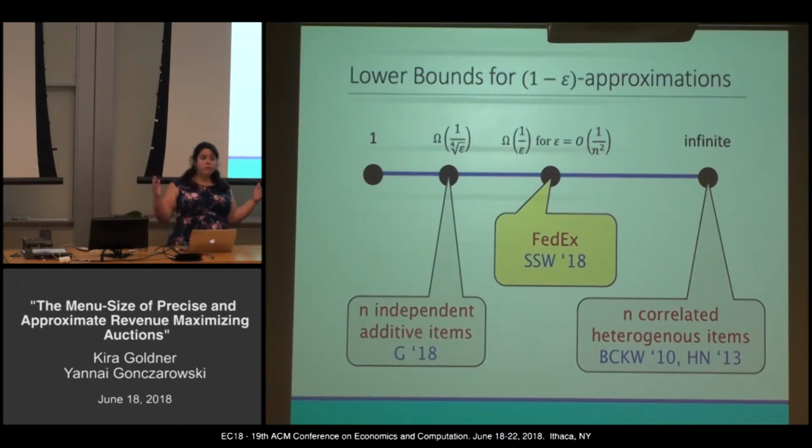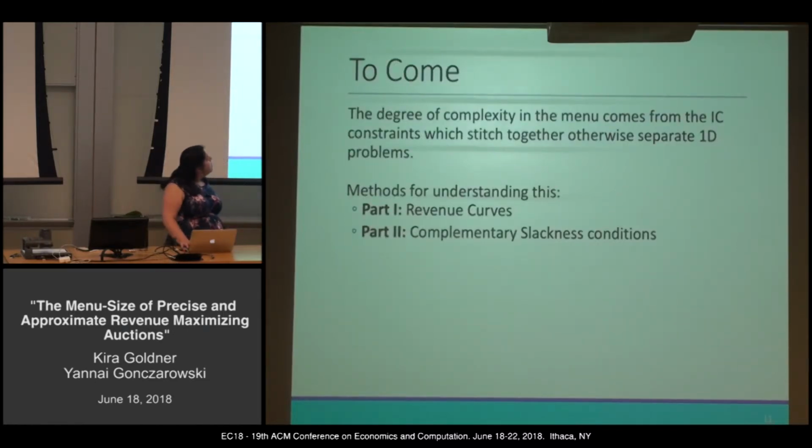This is just sort of an overview of what I'm going to talk about. Okay, so what I'm going to talk about is why these settings are in between. These settings are in between because there's sort of a bunch of single dimensional settings that are stitched together with some incentive compatibility constraints. And there are two methods that in the work so far have been really useful in talking about the menu size. And those are revenue curves and duality.